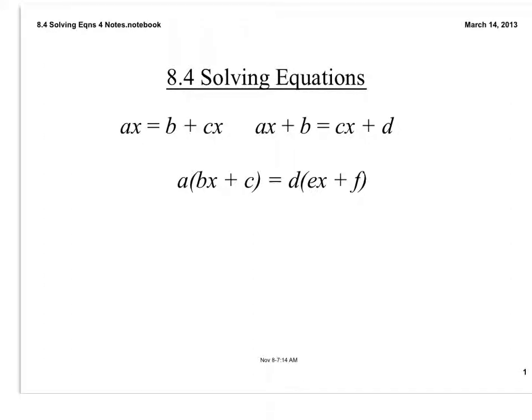Okay, last section of chapter 8, 8.4. Now if you notice, the difference for this section will be x's on both sides of the equal sign. So you just combine like terms like we did in chapter 5 and chapter 7. Same steps, just now it's a little bit longer than it has been in the past.